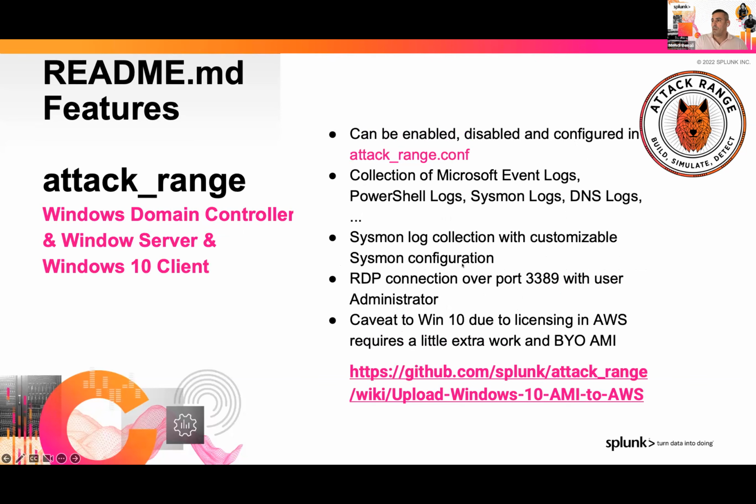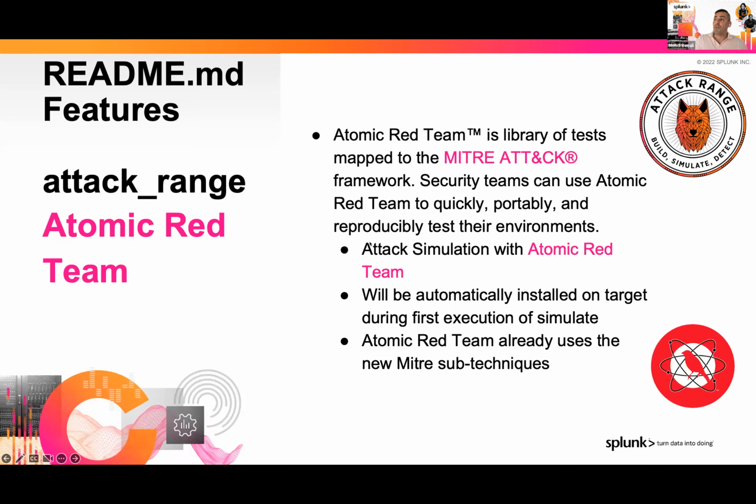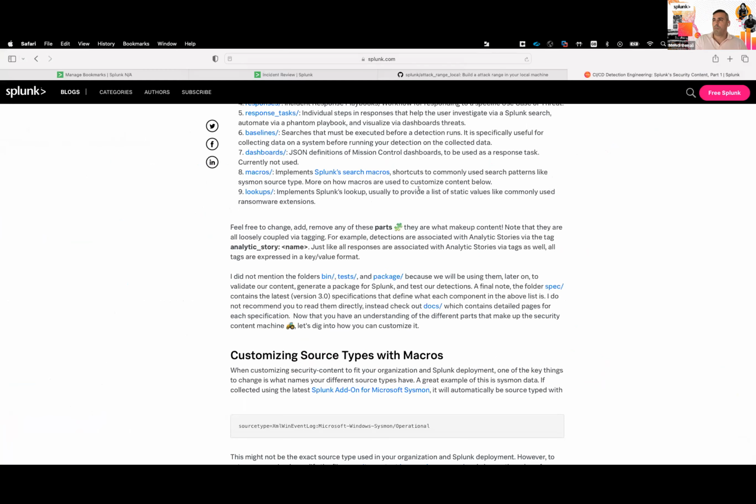Okay. So Atomic Red Team is a library of tests mapped to the MITRE ATT&CK framework. This is what we will leverage today. It's automatically installed on the target. If you go to Windows C, it's actually there.